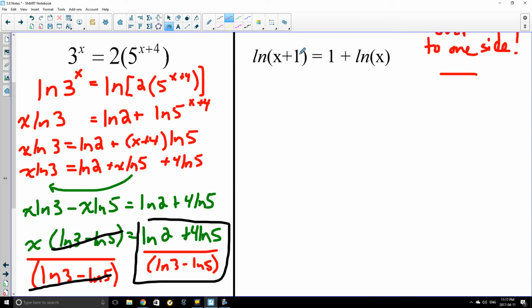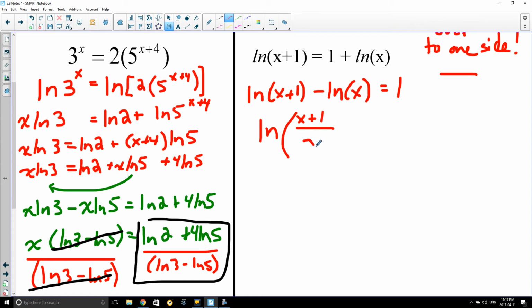So we're going to move it over to the left-hand side. Okay, now that we have it like that, we can combine these two ln's using our quotient law. Now that we have just one ln, we can write it in exponential form. Oh, what's the base of ln? Oh yeah, it's e. So it's e to the power of 1 equals the argument.